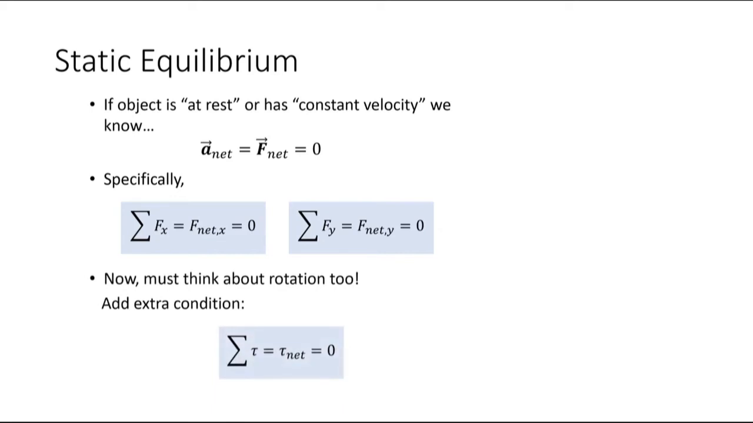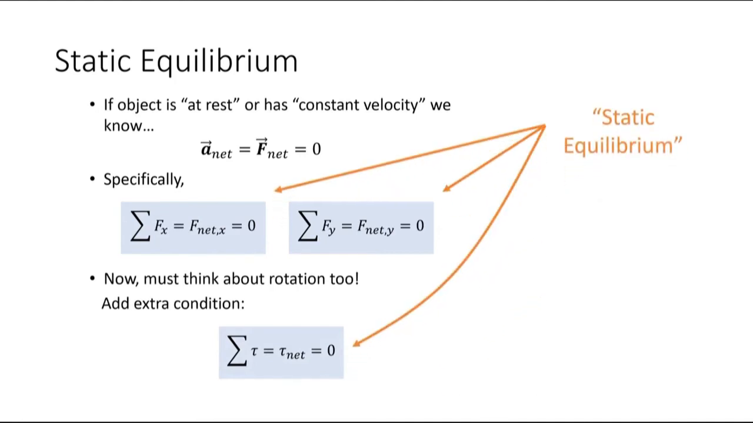So we have these three conditions here in the blue box, which combined are the conditions for static equilibrium. Net force in the x direction is 0, net force in the y direction is 0, and the net torque acting on the object is also 0. We'll have to check all three of these in general to solve these types of static equilibrium problems.